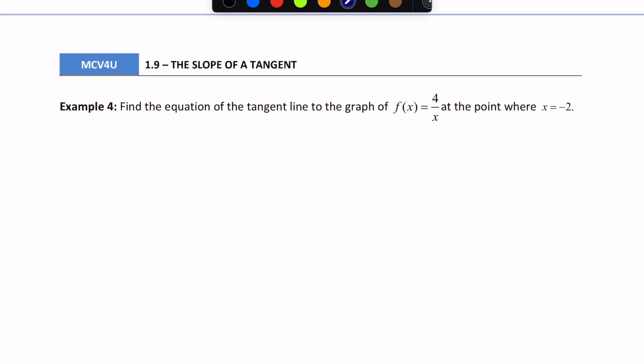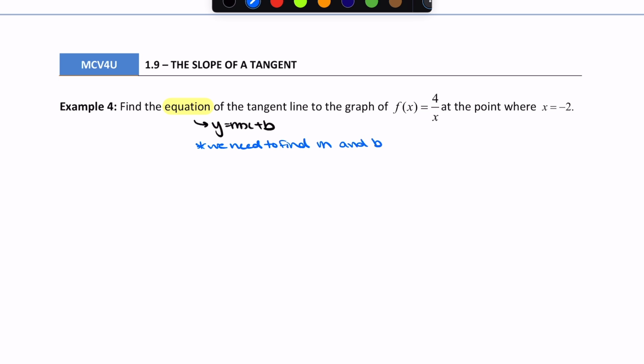Okay, so let's look at this last question here. Again, it says find the equation of the tangent line. So we know the equation of the tangent line will be y is equal to mx plus b, if the graph of f of x is equal to 4 over x at the point where x is equal to -2. Here, y is equal to mx plus b, so we are going to need to find both m, the slope, and b, the y-intercept.